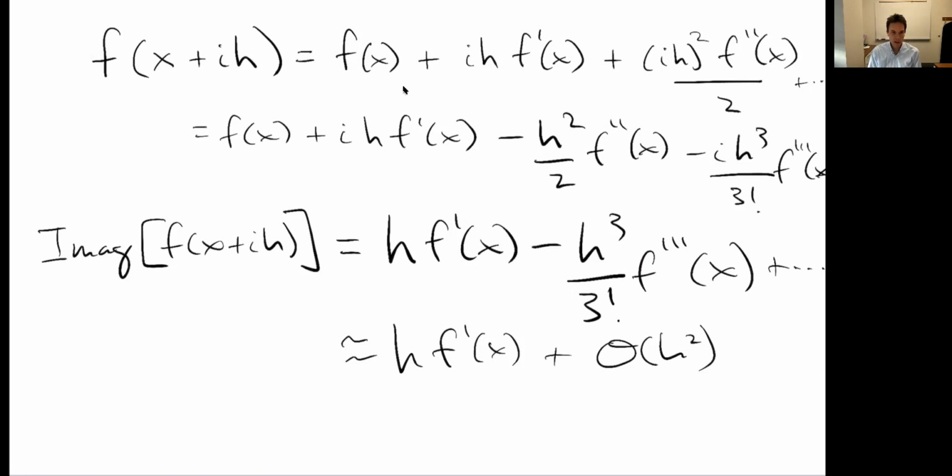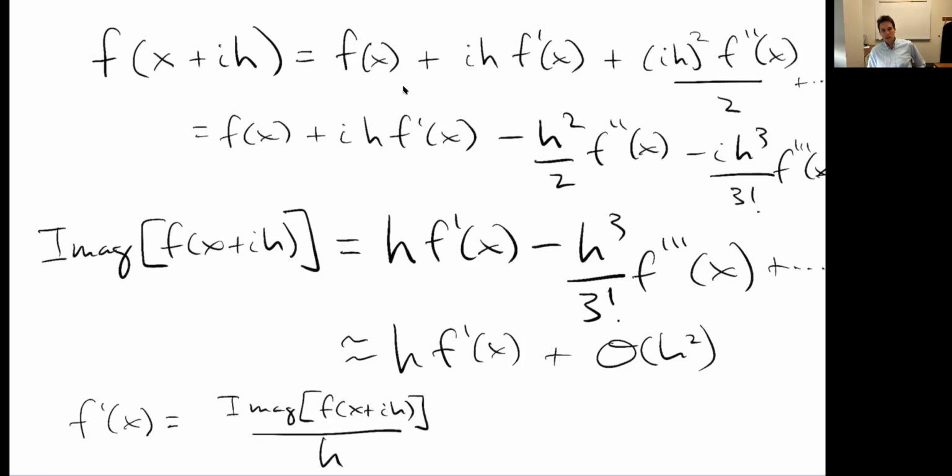And now I can solve for f prime of x. F prime of x equals the imaginary part of f of x plus ih divided by h. And that's exactly what I did in that little demo, right? I took this imaginary step, I added an imaginary step, took the imaginary part of that complex number, and then divided by h. And this Taylor series expansion says that should give me an estimate for my derivative.